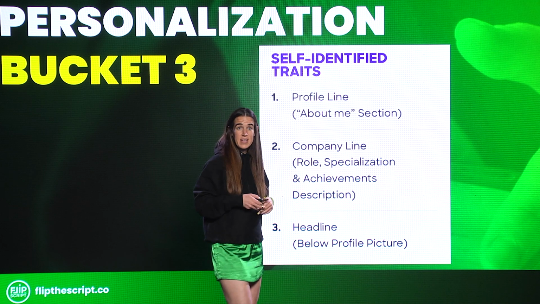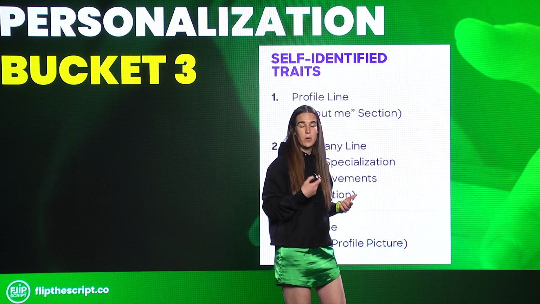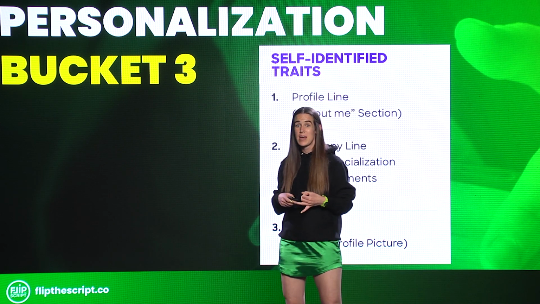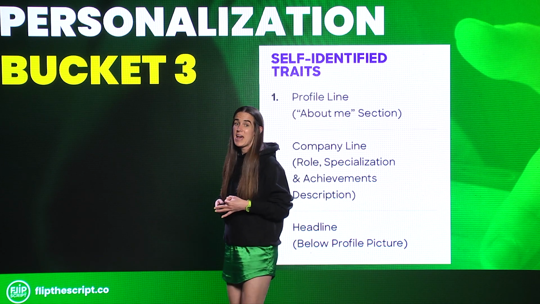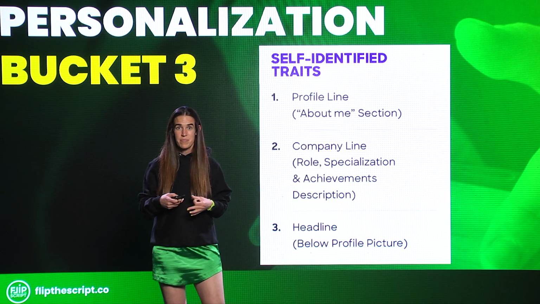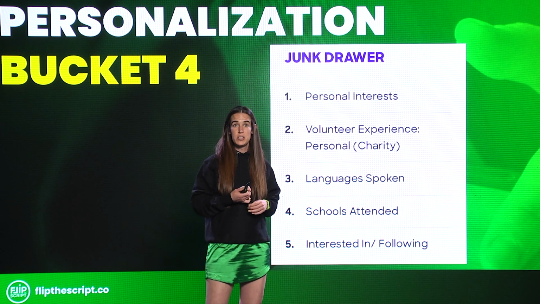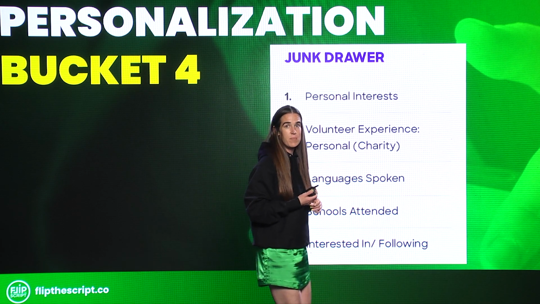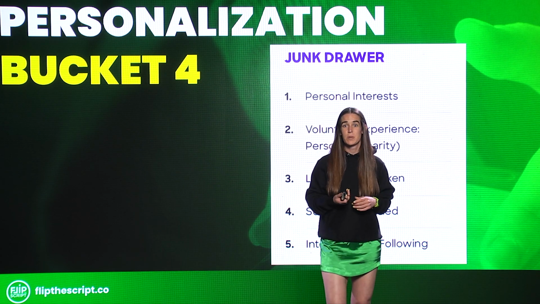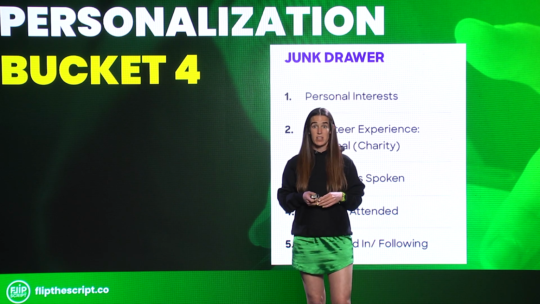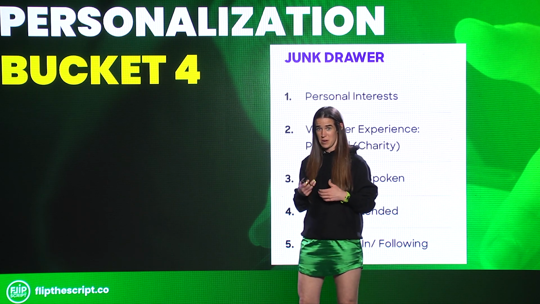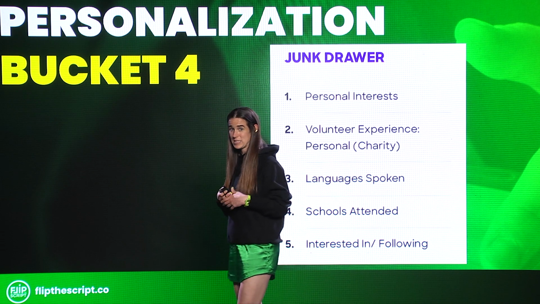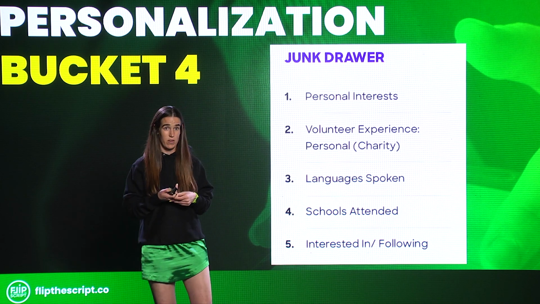Personalization bucket 3 is self-identified traits. This is the profile line, company line, about me line, or headline. And this is going to be anything that they wrote about themselves. Bucket 4 is going to be the junk drawer, which is anything non-business related about them. So this is personal interests, volunteer experience, languages that they speak, schools attended, or things that they're interested in or following.